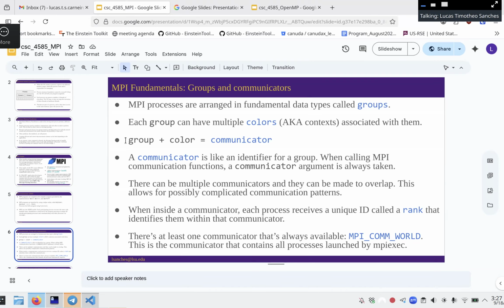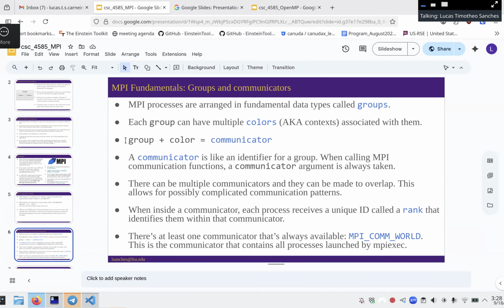So let's say that you spawn, for instance, 4 processes. You can combine these processes in different communicators. You can combine 2 processes in one communicator, and then these 2 can talk to each other. And then you can combine the other 2 in another communicator, so those 2 can talk to each other. Or you can combine them like this: these 2 in the middle can talk to each other, and these 2 in the edges can talk to each other. So communicators can be made to overlap, and they can be made to intersect, and there are all sorts of complicated structures that you can create with communicators.